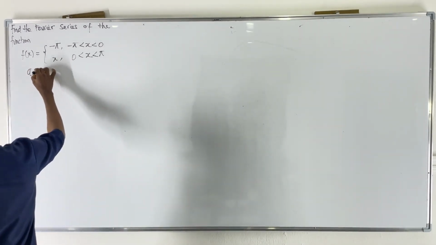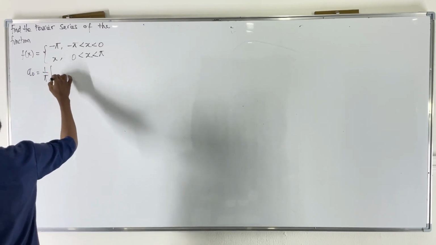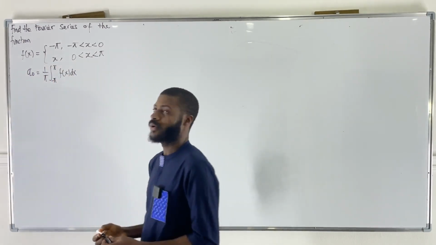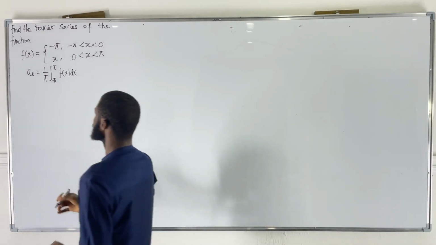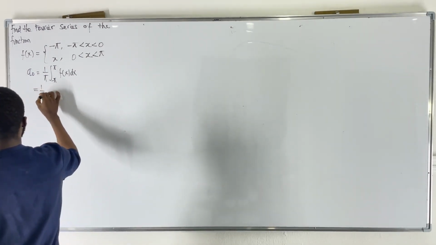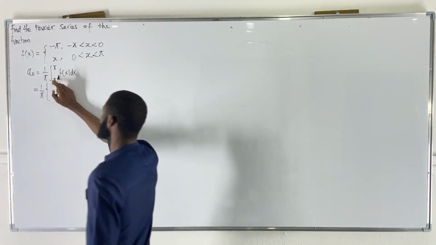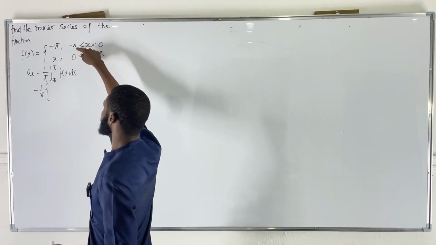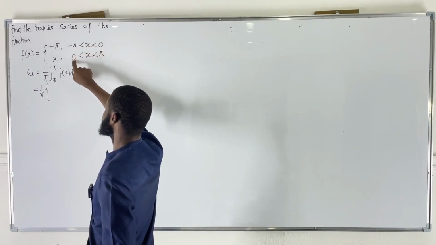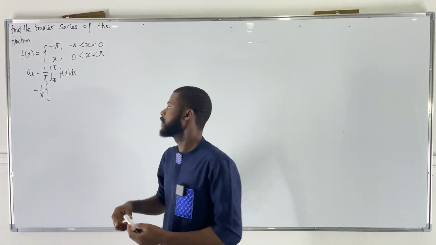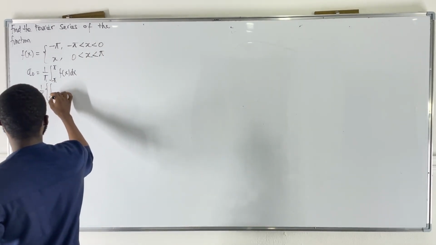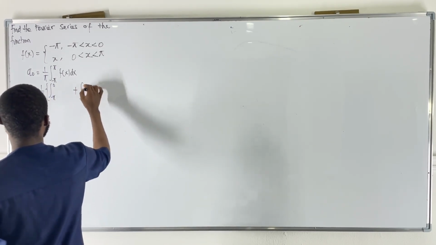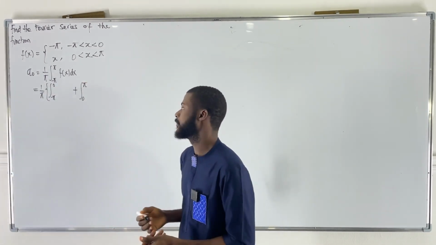So a naught is 1 over pi integral from minus pi to pi of f of x dx. So that's our a naught. So this will be 1 over pi. Now, our integral is from minus pi to pi, but we're going to split it because we have from minus pi to 0 and then 0 to pi. So this will become the integral from minus pi to 0 plus the integral from 0 to pi.